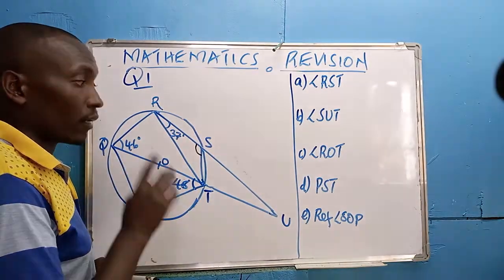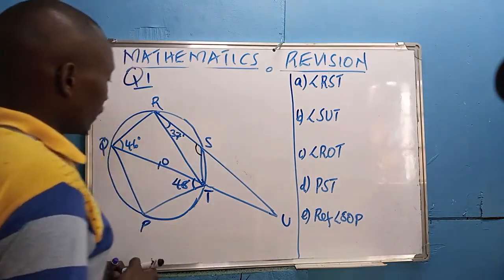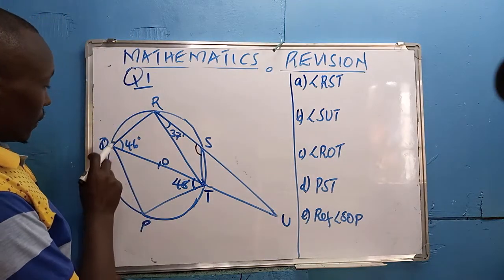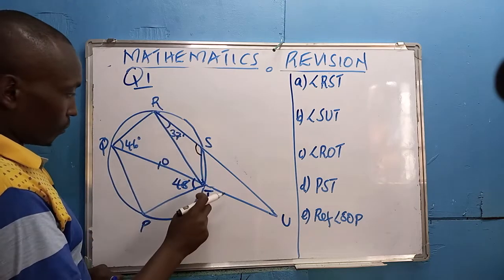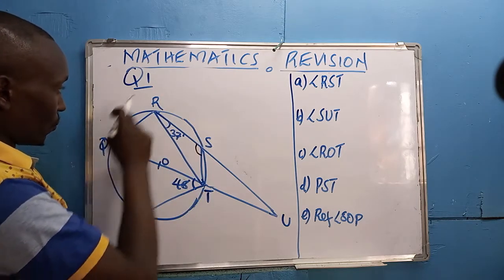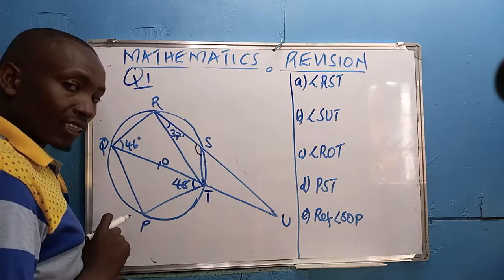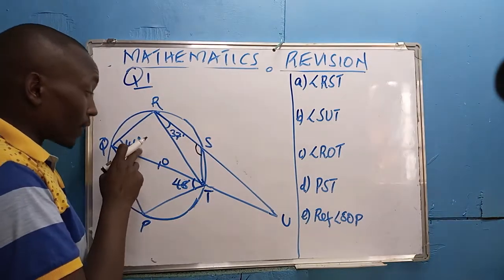Give the angle and support your answer. Let's look at that angle keenly. There is an angle RST. And if I can consider, QRST is a cyclic quadrilateral, and this one I'm given.